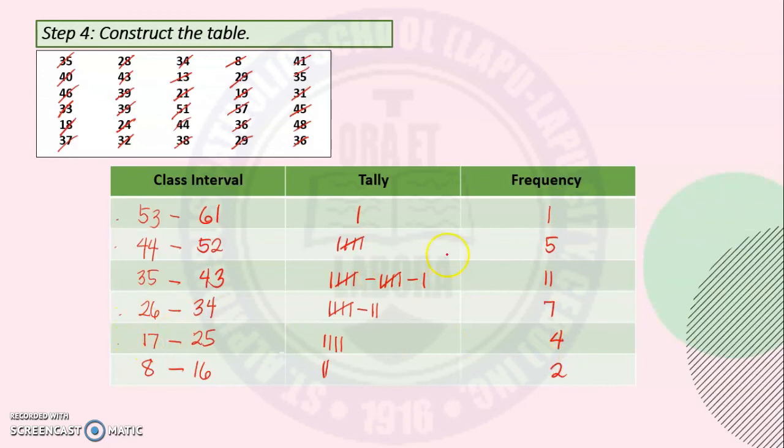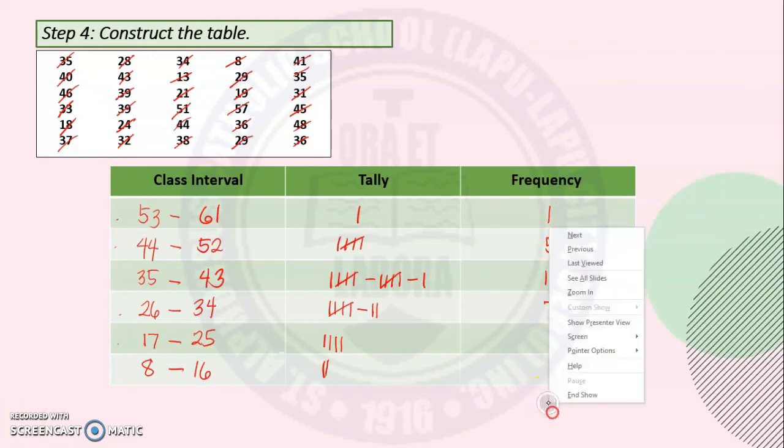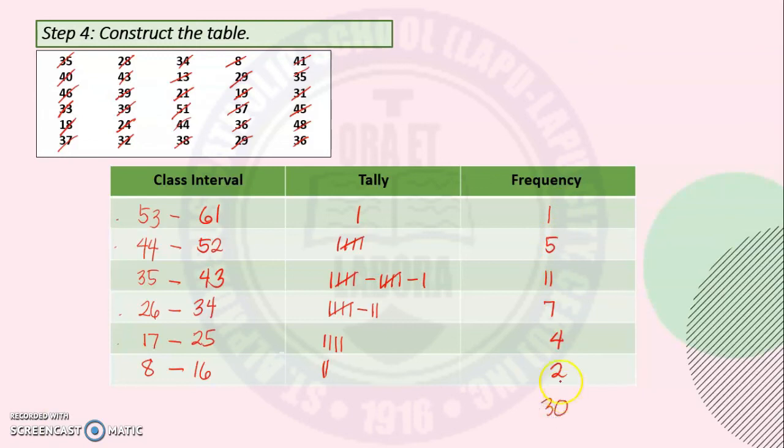Now, to check if our frequencies are correct, we will add. So let's add 1 plus 5 plus 11 plus 7 plus 4 plus 2. The answer is 30. And we all know that the number of data is equal to 30. So that means we are correct.